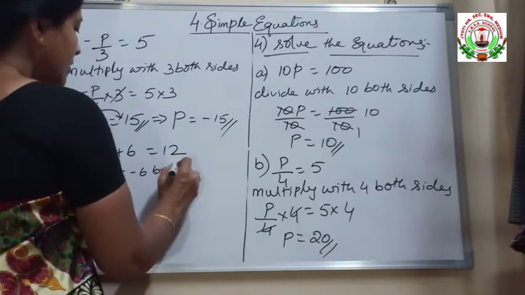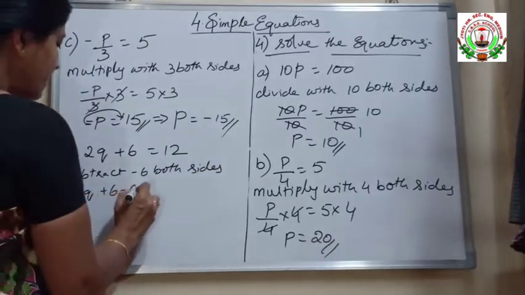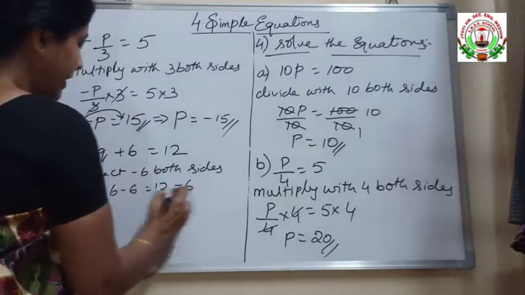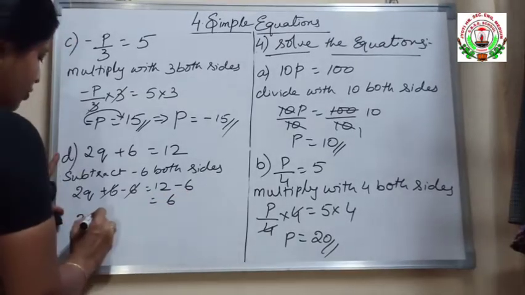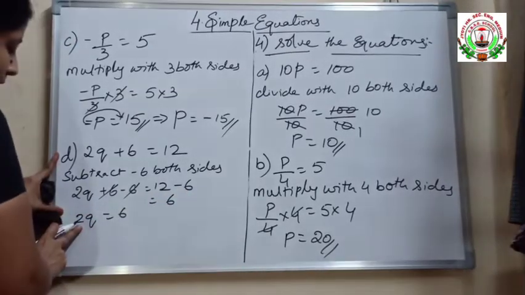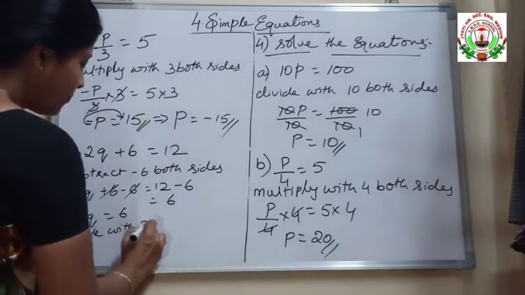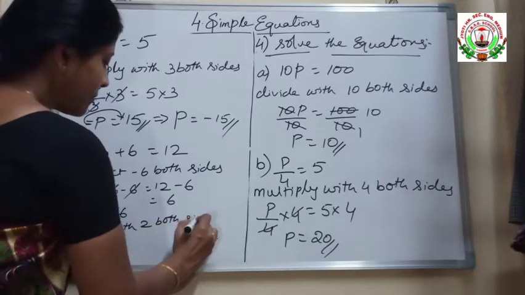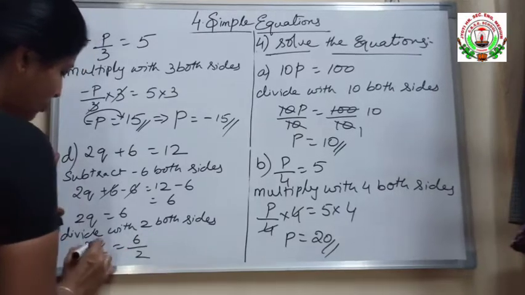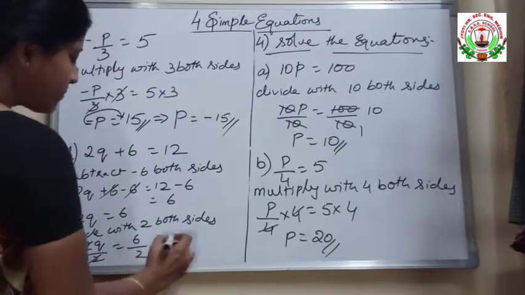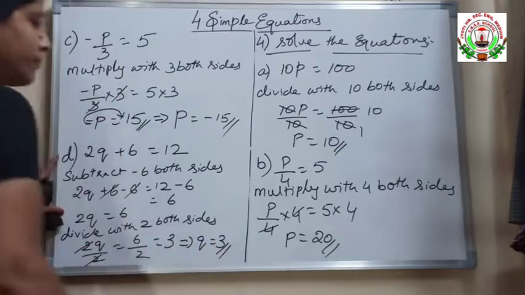Minus 6 both sides. So this will be 2q plus 6 minus 6 is equal to 12 minus 6. Plus 6 minus 6 got cancelled, and 12 minus 6 is 6. See, 2q is equal to 6 is given. Here multiplication is there, so divide by 2 both sides. So this will be 2q by 2 is equal to 6 by 2. 2 and 2 got cancelled. 6 by 2 is 3. So we got the answer, q is equal to 3.